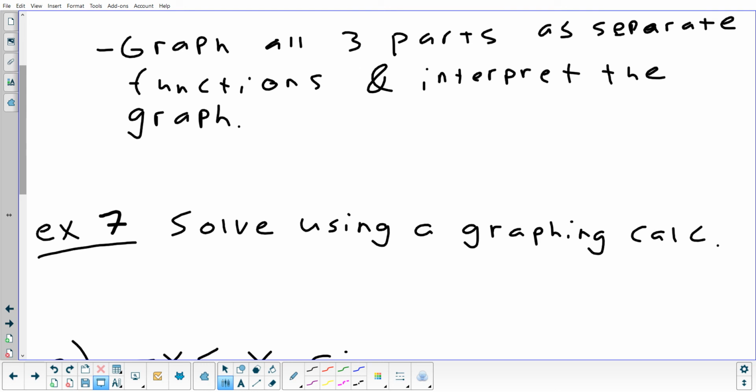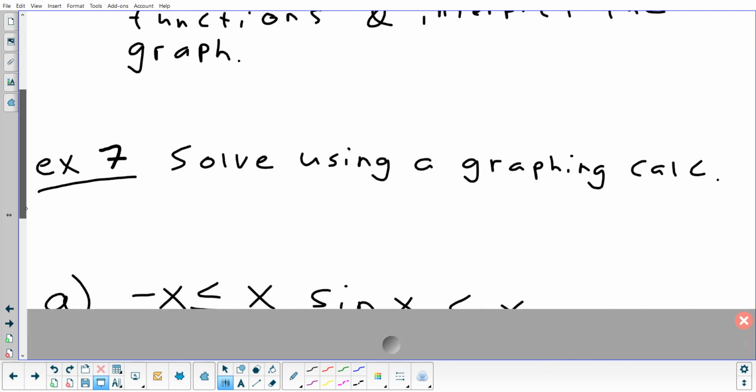You don't have to have a color graphing calculator for this, but it really helps if you do because you have so many graphs on the screen. It's easy if you can identify it by color, like, okay, here's the red one, here's the blue one. I'm looking for where the green one is between the red and the blue one. But again, you don't need color to do this.